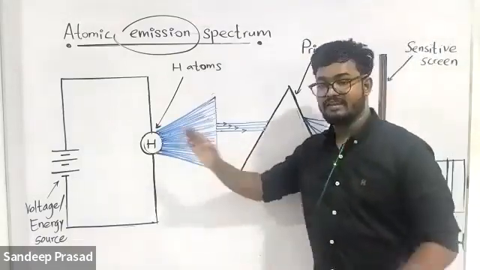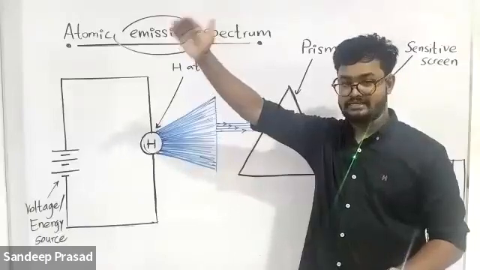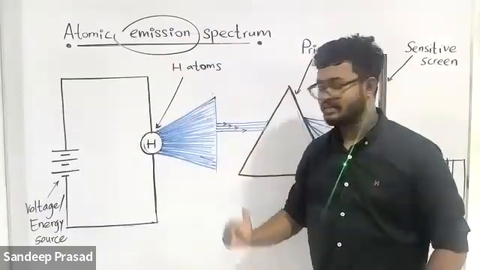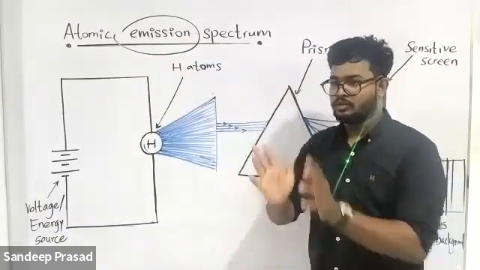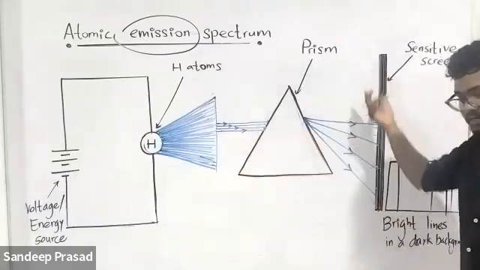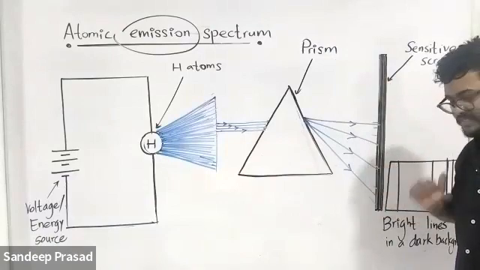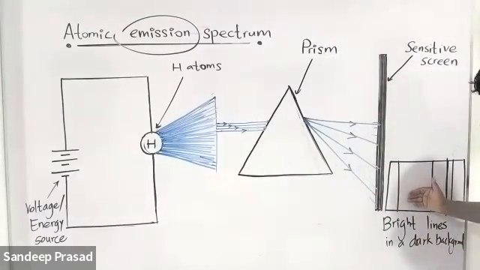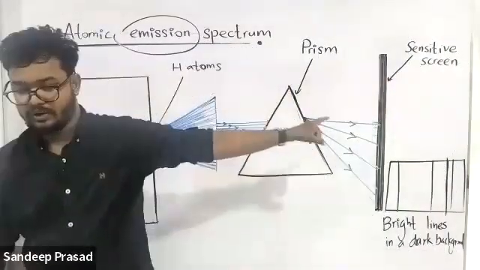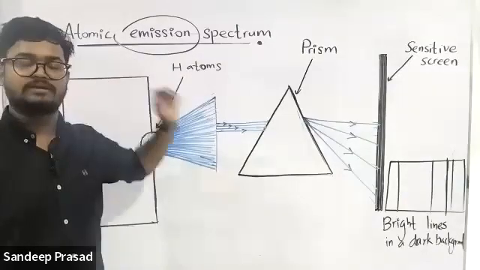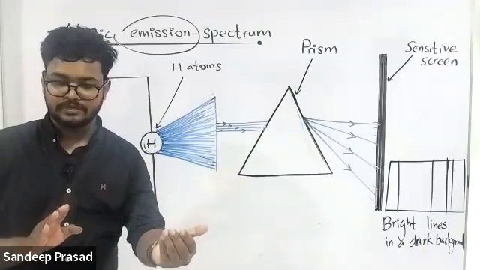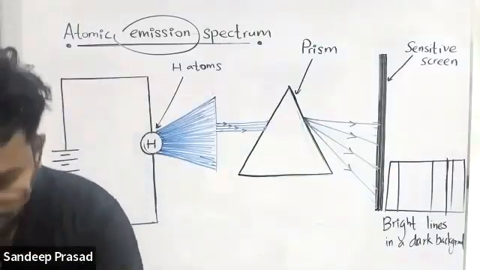But here we wait until some of the electrons release energy and come back to the lower energy level. Then they release the energy. Those energy radiations are collected and sent through a prism, and we observe some bright lines in a dark background on the sensitive screen. This is known as the emission spectrum. Can you understand the difference between the absorption spectrum and the emission spectrum? What doubts do you have?